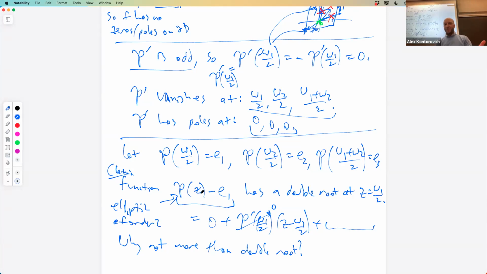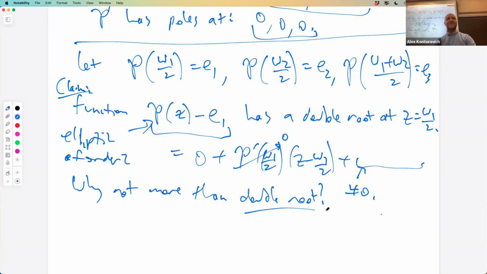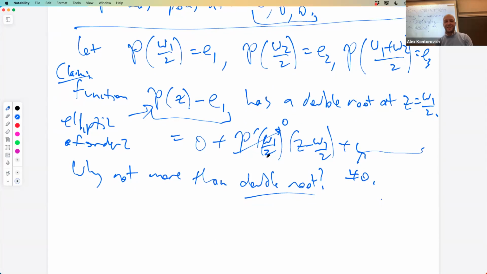So it has 2 poles. The poles are still at z equals 0. So it can't have more than a double root. The next coefficient is not 0. Does that make sense? You guys see that? Since the number of zeros is equal to the number of poles.